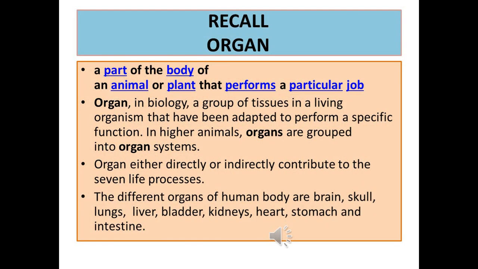Organ. A part of the body of an animal or plant that performs a particular job. Organ, in biology, a group of tissues in a living organism that have been adapted to perform a specific function. In higher animals, organs are grouped into organ systems. Organs either directly or indirectly contribute to the 7 life processes. The different organs of human body are brain, skull, lungs, liver, bladder, kidneys, heart, stomach and intestine.